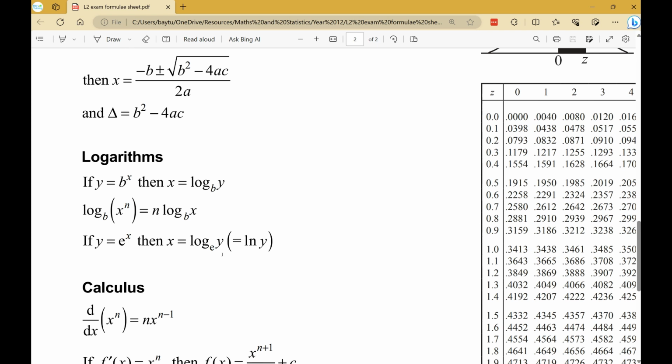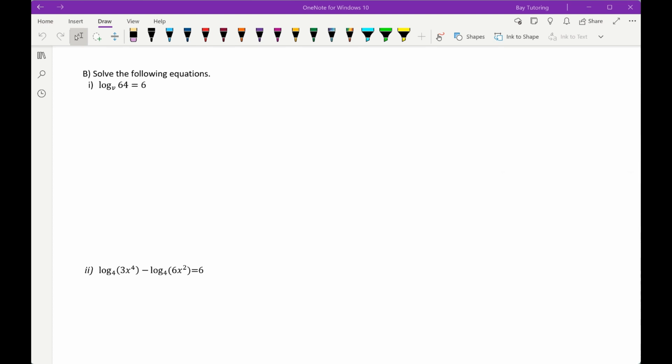So we see here we've got 3 different logarithm rules. We are going to use the first one. If y equals b to the power of x, then x equals log base b of y. So ours looks like this one at the moment, but we want it to look like the other one. So let's rewrite that using that formula. If y equals b to the power of x, then x equals log base b of y.